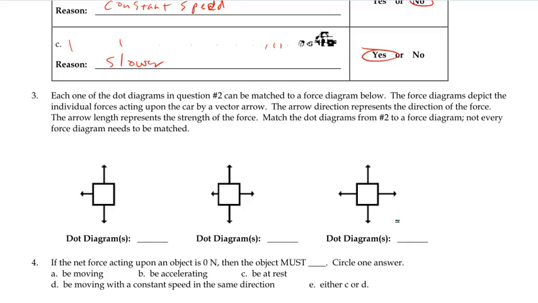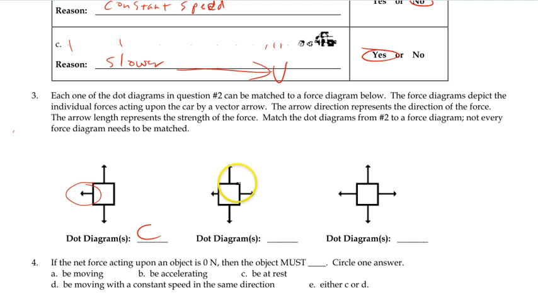For this one on the left, we have an unbalanced force to the left, which would indicate that if we're moving to the left, we would be speeding up. If we're moving to the right, we would be slowing down. So this would best match diagram C from above. We are moving to the right. Our velocity direction is to the right, and we're slowing down.